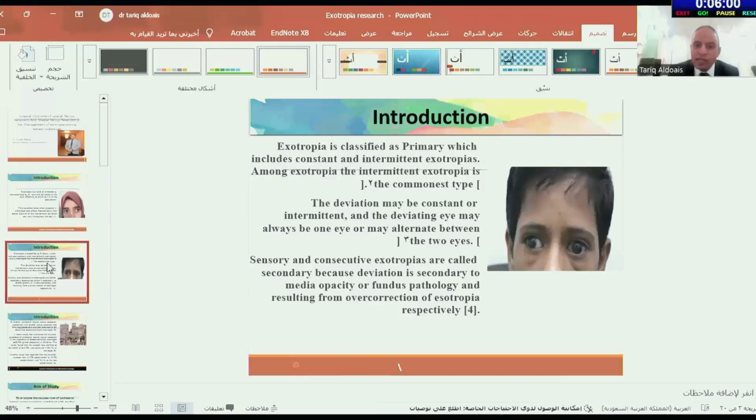Classified as constant or intermittent exotropia, the deviation is either always present in one eye, or intermittent, or alternating between both eyes. Sensory and consecutive exotropia are called secondary because the deviation is secondary to media opacity or fundus pathology like retinoblastoma.